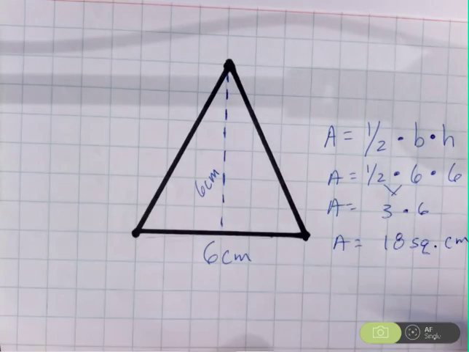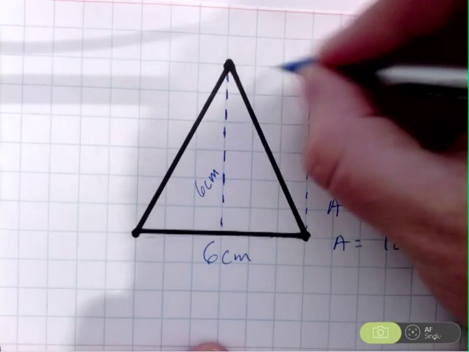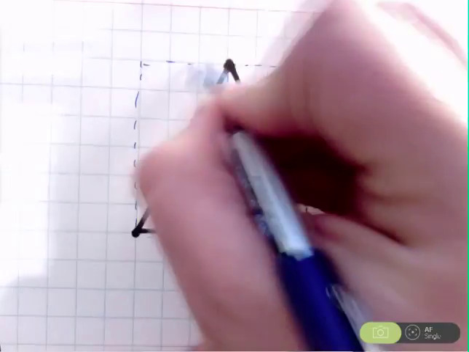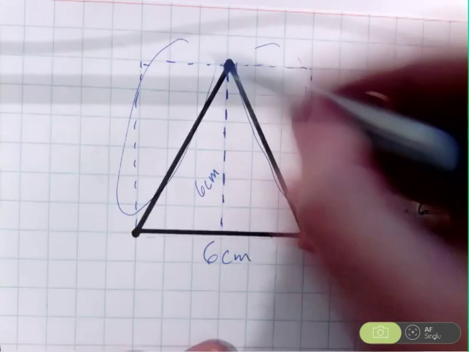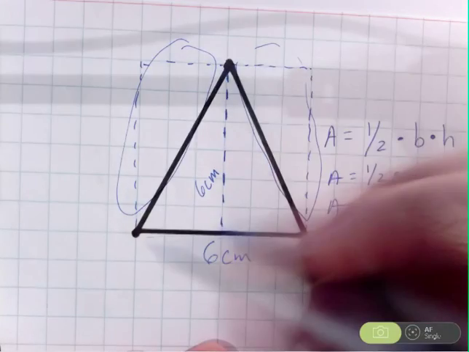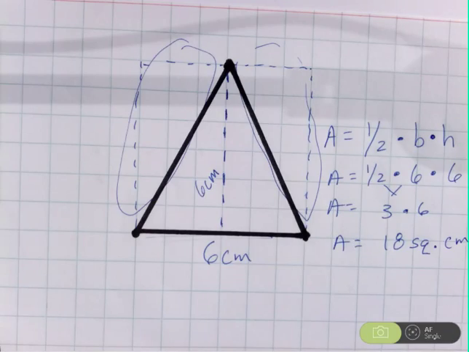Now again, this triangle, if we were in the classroom, I'd do a little demonstration to cut this out for you. But you can see that this imaginary triangle and this imaginary triangle actually fit right inside this triangle. Again, showing that even though the triangle is shaped a little bit different, it is still half of a rectangle.